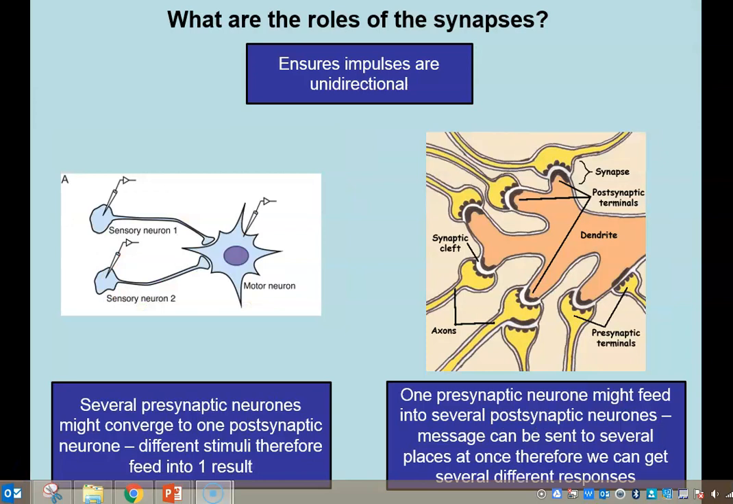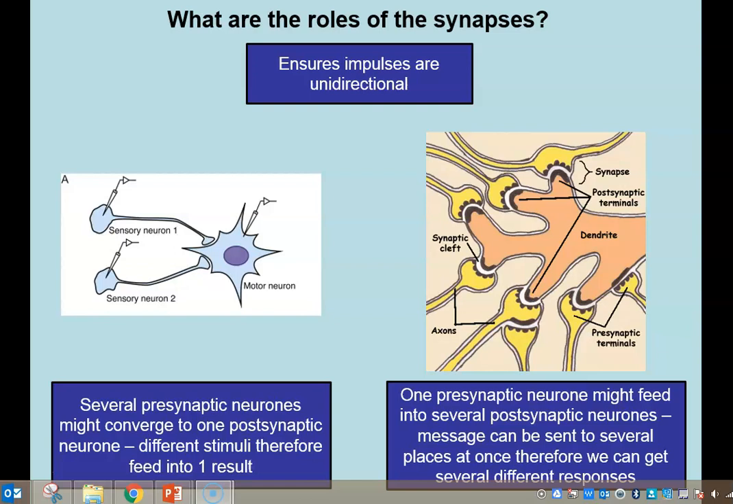The biggest role of the synapse is that it ensures that impulses are unidirectional, because only the presynaptic membrane releases the neurotransmitter, and this is then detected by the postsynaptic membrane. So you can't have an impulse travelling the wrong way down a reflex arc, for instance.